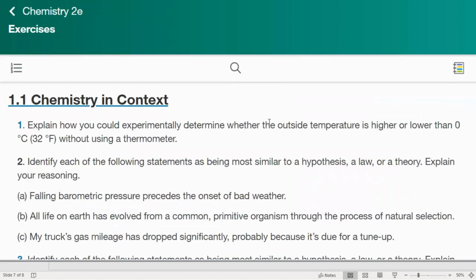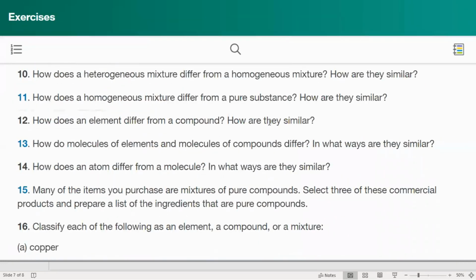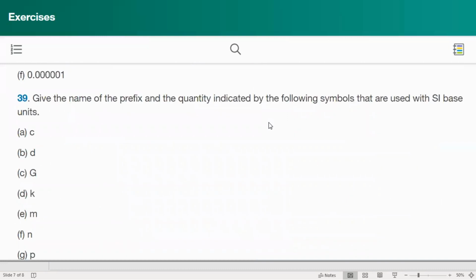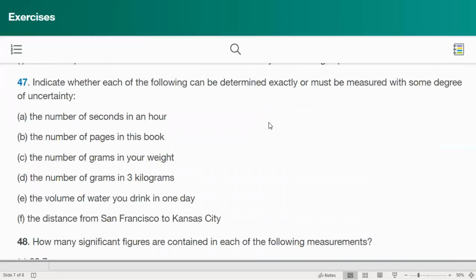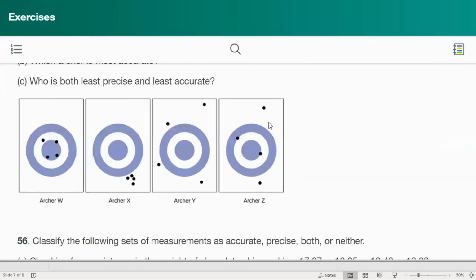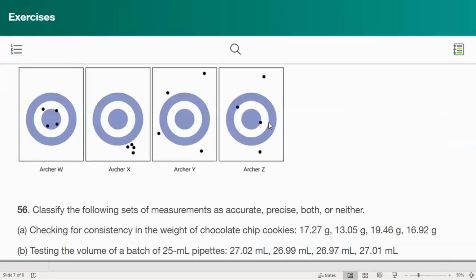So with that, that completes the exercises associated with section 1.5 on measurement, uncertainty, accuracy, and precision.